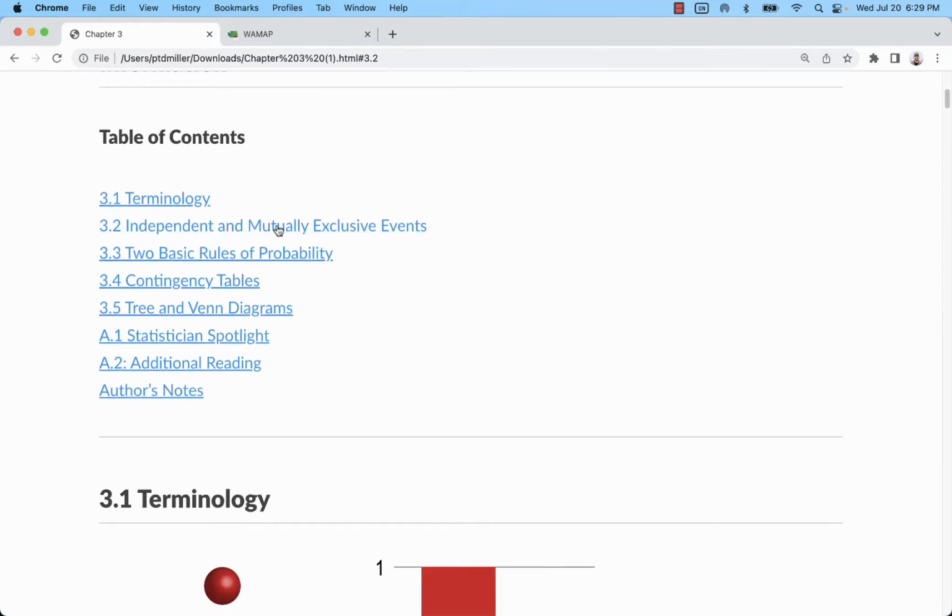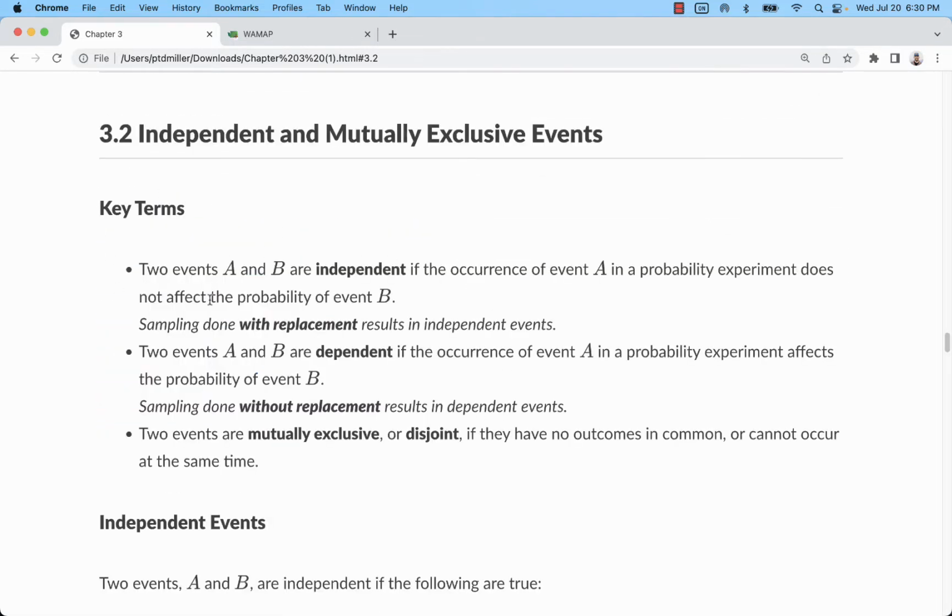Let's talk about independent and mutually exclusive events. Two events are independent if the occurrence of one event does not affect the probability of the occurrence of the other. So one example of this would be if one person flips a coin and another person rolls a die. Those two outcomes are going to occur independently and one does not affect the other.